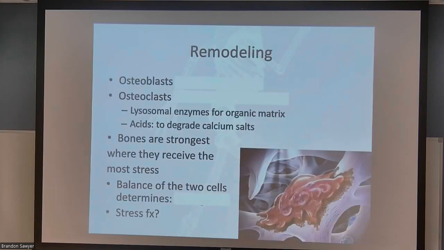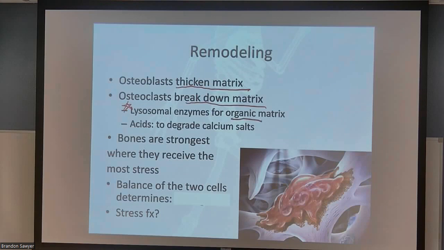Okay. All right. The process of remodeling is driven by these two cells we've already talked about, right? Osteoblasts, which help us thicken the bony matrix, and osteoclasts, which help us break down the bony matrix. Osteoclasts are full of very powerful enzymes in the little lysosomes inside of them that help us break down that organic matrix, all those proteins, all that collagen, right? But they also release very strong acids to degrade those calcium phosphate salts.